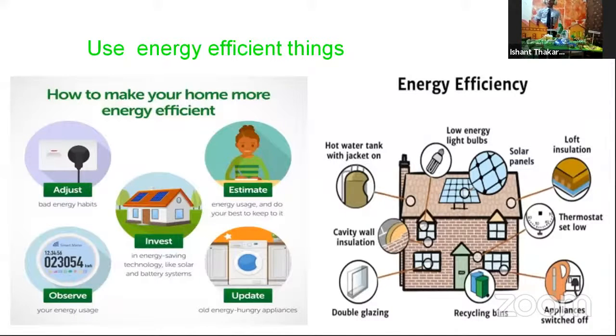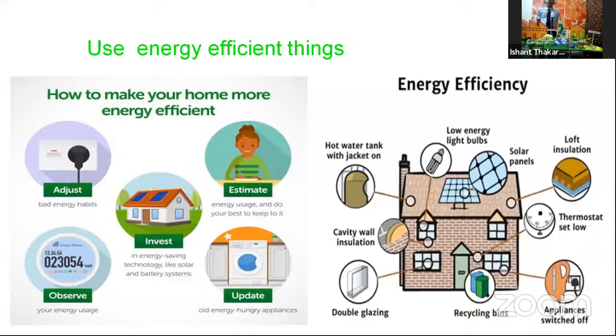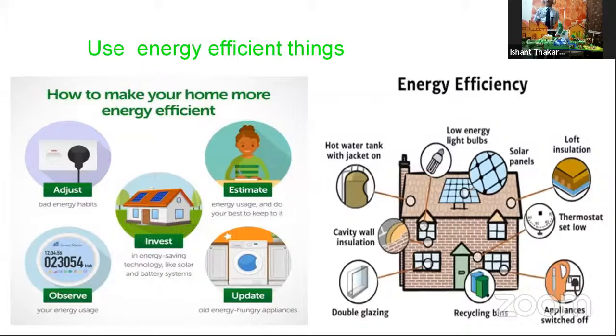So the next point is how can we make our home more energy efficient? Put a jacket on the hot water tank and put solar panels on your roof. Do loft insulation on your roof. Set the thermostat low. Switch appliances off when not in use. Use recycling bins. Put double glazing on the windows. Do cavity wall insulation and use low energy light bulbs. Next slide, please.